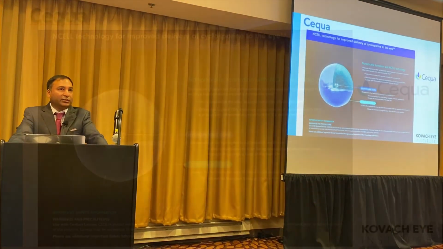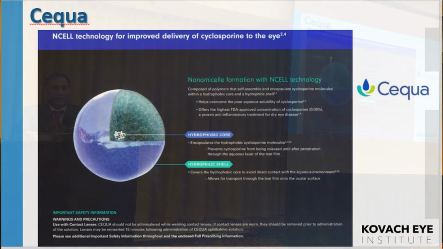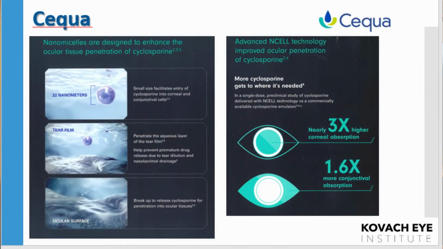Cequa is the newest cyclosporin. It is 0.09%, so it's almost double that of Restasis. It does have much better absorption from what we can tell because of this nanomicelle technology. It's able to get through the tear film and get into the cornea more effectively and the ocular surface. 3 times more absorption in the cornea, 1.6 times in the conjunctiva.